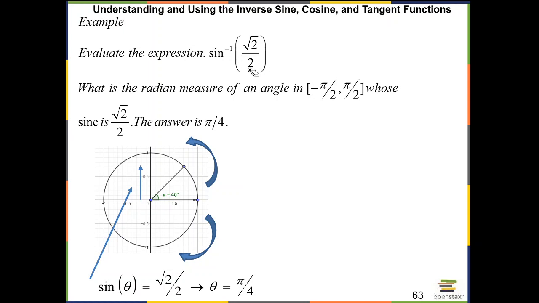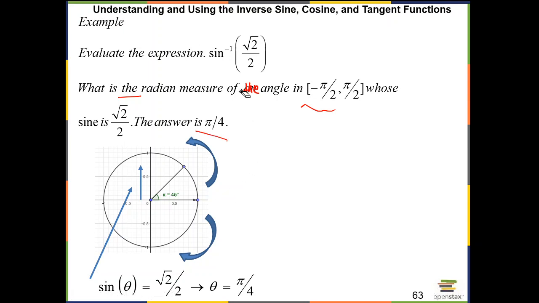Again, what's the question we are answering? What is the radian measure of the angle, because there's only one. It should be "the angle," so I have to fix that too. In here, what angle has a sine of square root of 2 over 2? So the answer is pi over 4.